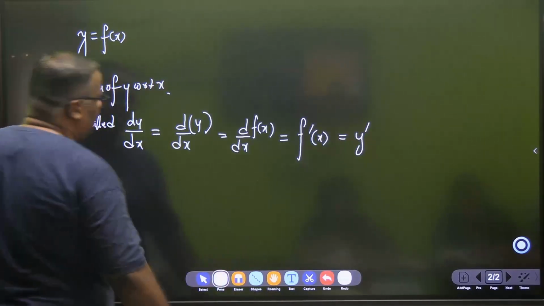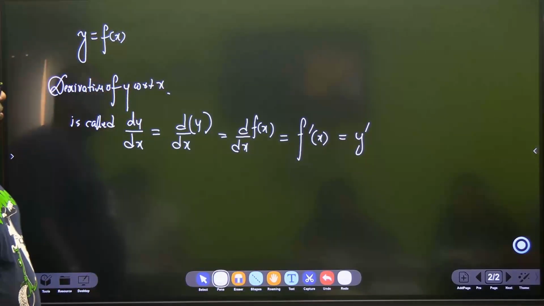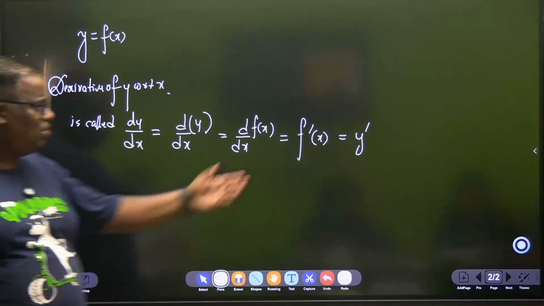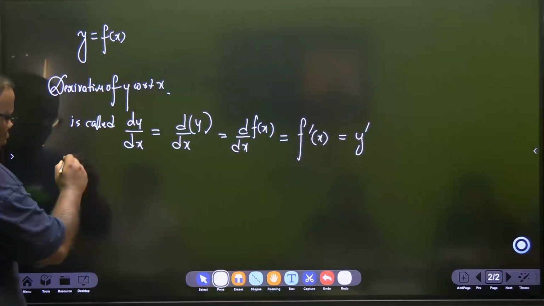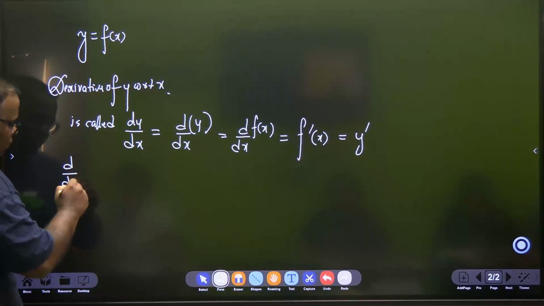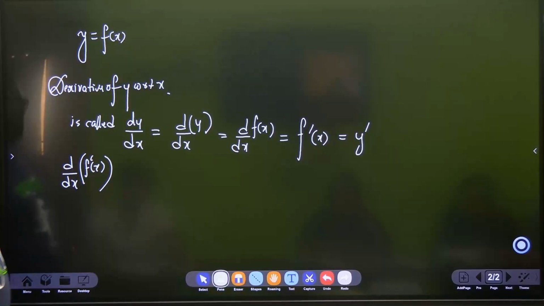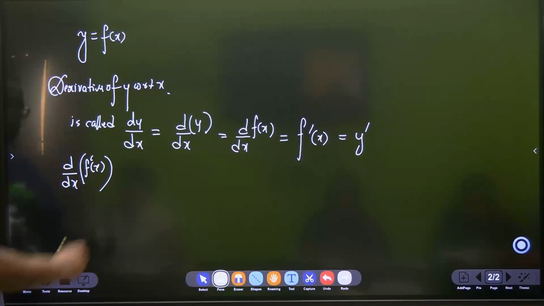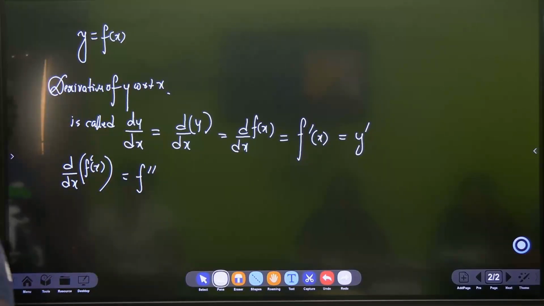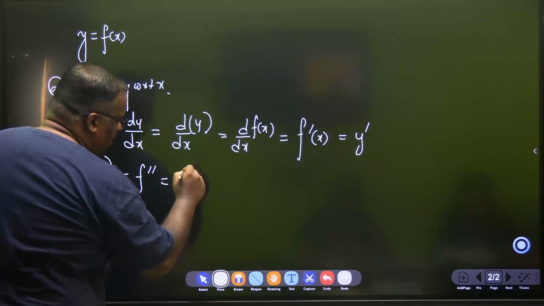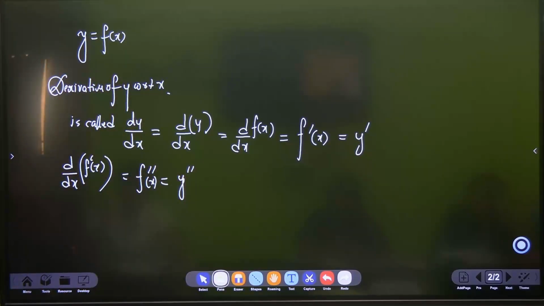Another terminology, let us see. You obtained the first derivative, right? Now, suppose the first derivative is also a function. It is also a function. Now I want to differentiate the first derivative. What do I get? I get the second derivative, which I also call f double dash x or y double dash. This is the second derivative.